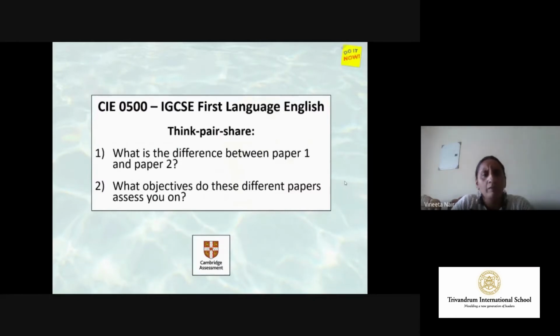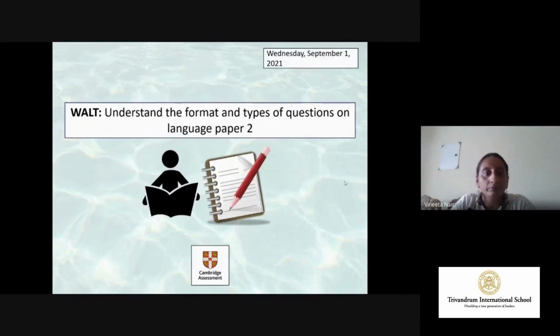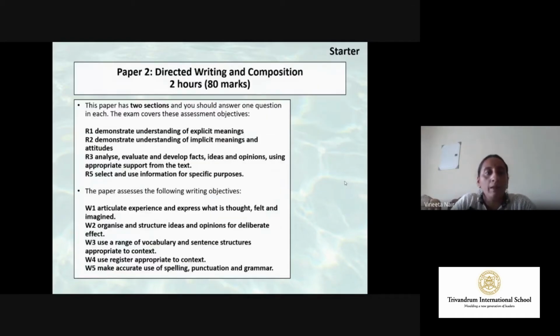What is the difference between paper 1 and paper 2, and what objectives do these different papers assess the students on? This is what we're going to look at right now. My objective is to understand the format and types of questions on language paper 2. To begin, paper 2 is called directed writing and composition. It's a 2-hour paper worth 80 marks. This paper has 2 sections, and students need to answer 1 question from each.